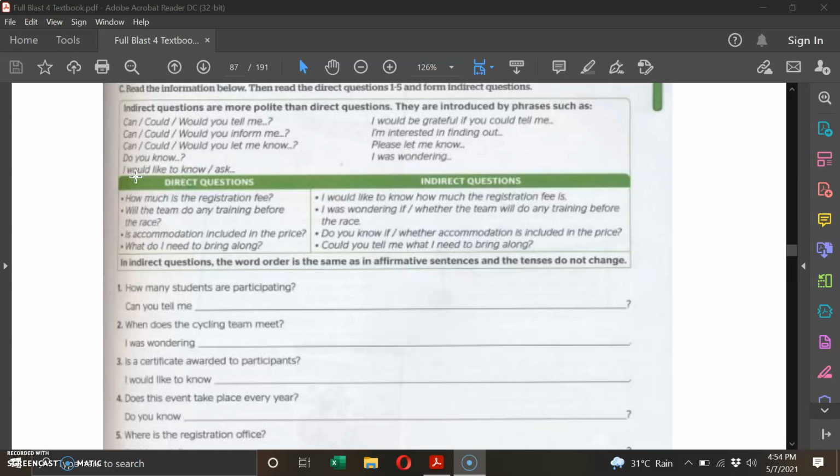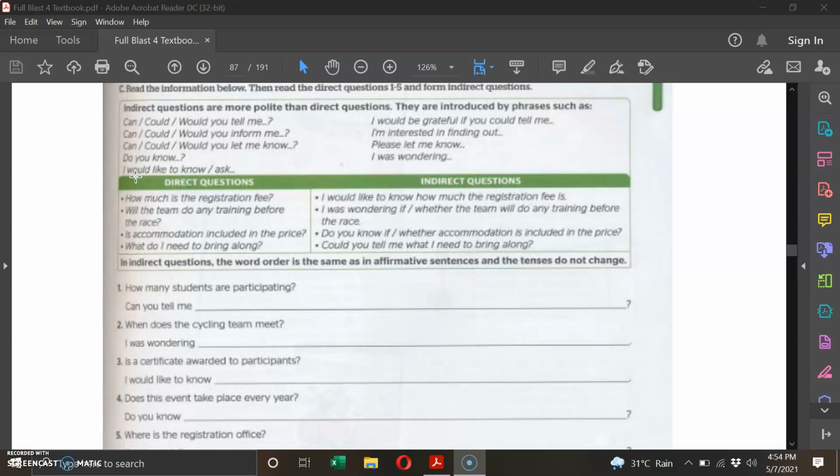The notes given here say that in the semi-formal letter that you have read on the previous page, some of the questions were written in an indirect manner. So we have two types of question actually. The first one is direct question. Direct question means you ask straight away. For example, why are you late? That is called direct question.